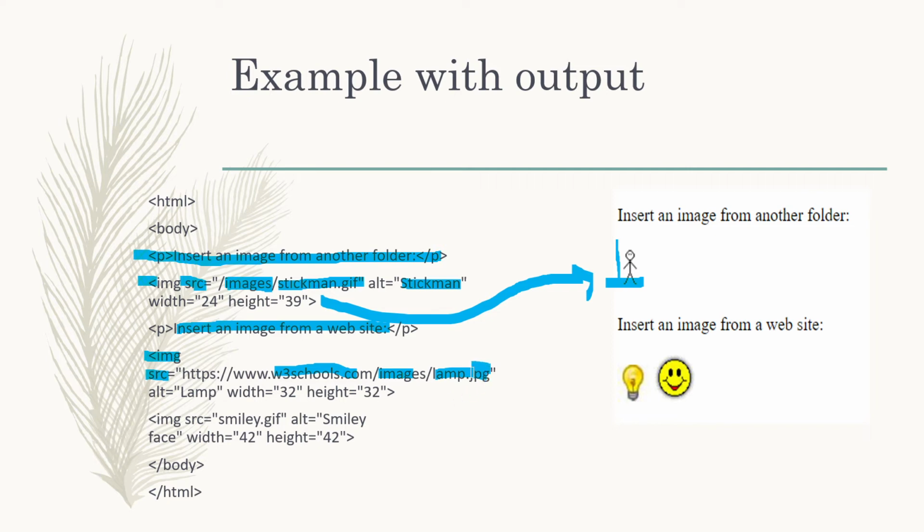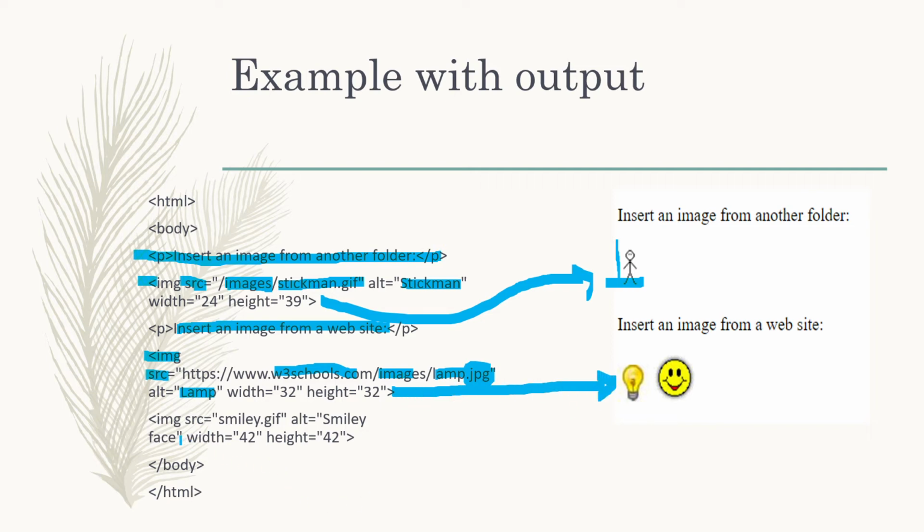This extension is a must. You can get this extension by right clicking on the image. At last you will get one option, that is properties. In the properties you will get the extension of the image. It is a must, so you should write the extension of the image. Then I have given the alternate name lamp. After that the width is 32 and the height is also 32. So this is about lamp.